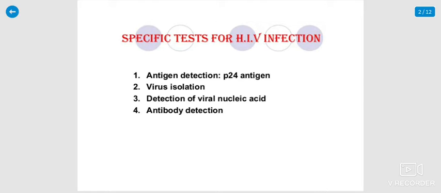For example, there are 4 types. Antigen detection test, it's available in the market: P24 antigen and virus isolation test. Detection of viral nucleic acid test, and another one is antibody detection test. So these are the HIV infection specific tests available in the market.